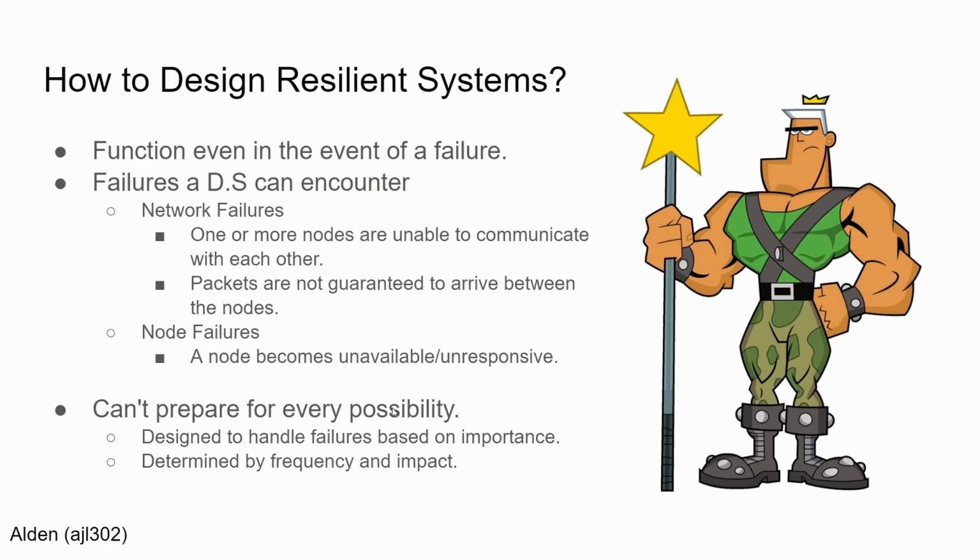Network failures happen when one or more nodes are unable to communicate with each other. This means that packets are not guaranteed to transfer between nodes. A node failure occurs when a node becomes unavailable or unresponsive. While you can't prepare for everything, it is important to be able to handle failures based on importance. This importance can be determined by frequency and impact they have on the rest of the system.